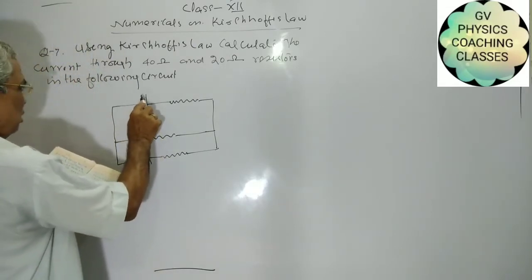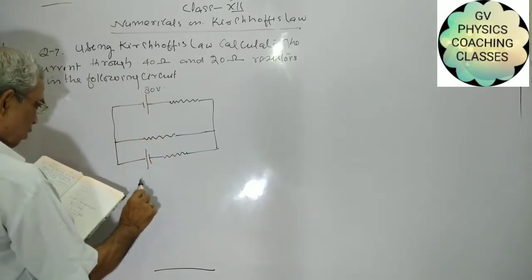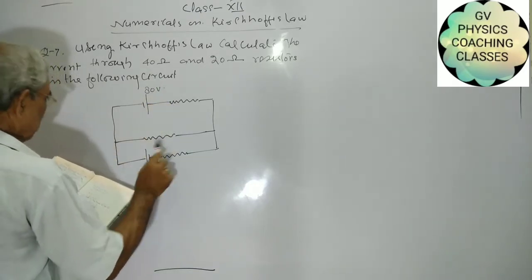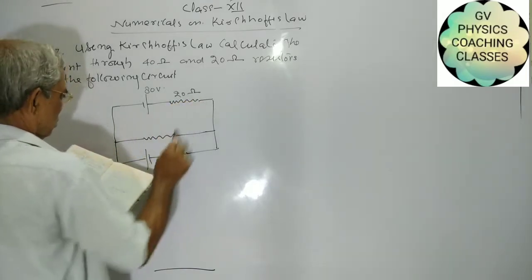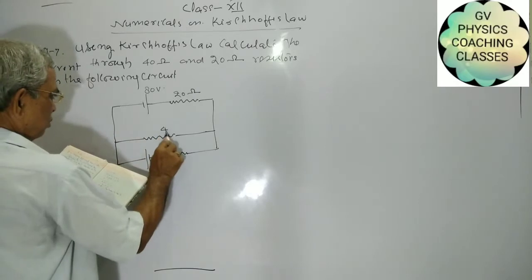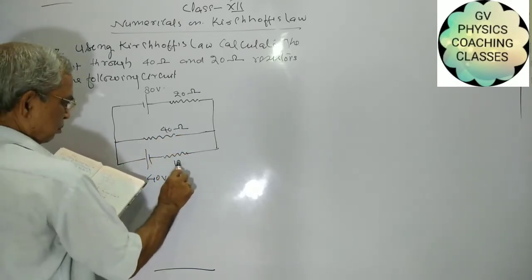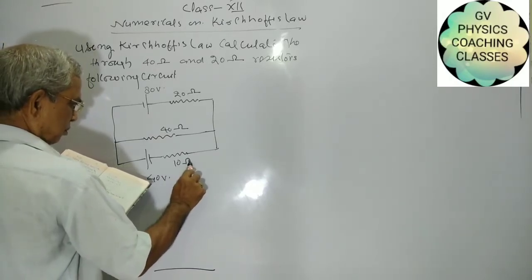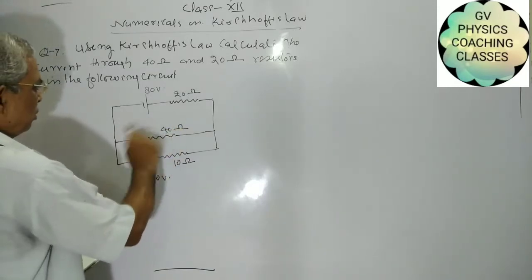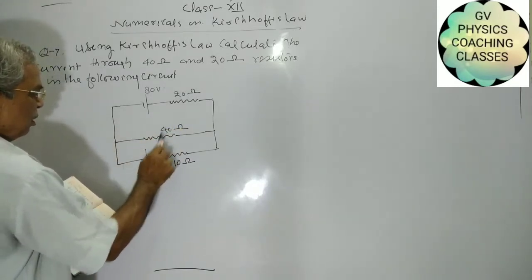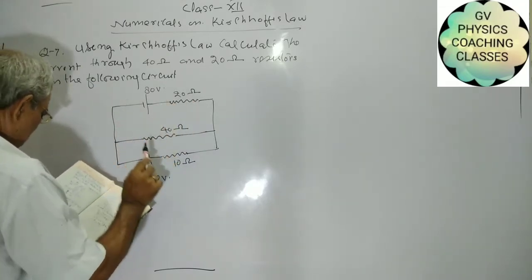this is 80 volt, this is 40 volt, this is 20 ohm, this is 40 ohm, and this is 10 ohm. We have to find out the current through 20 ohm resistor and 40 ohm resistor.